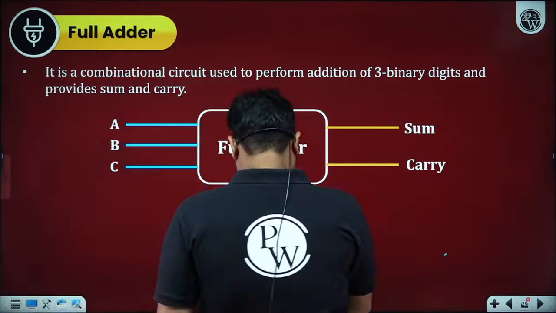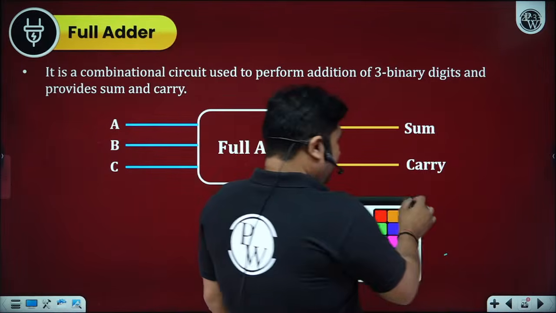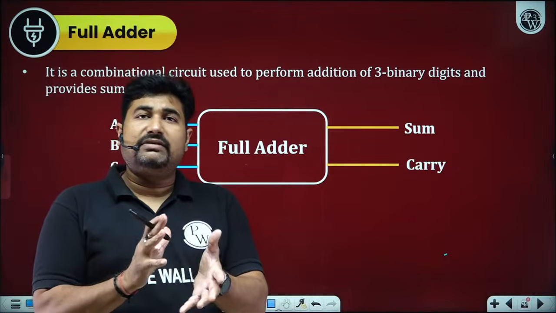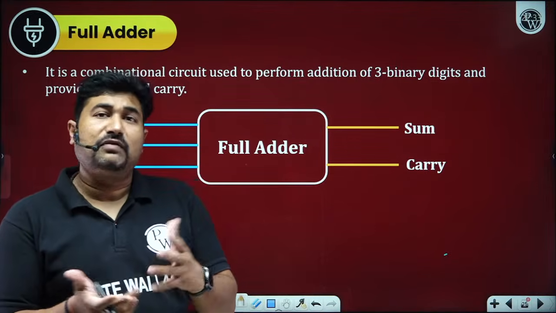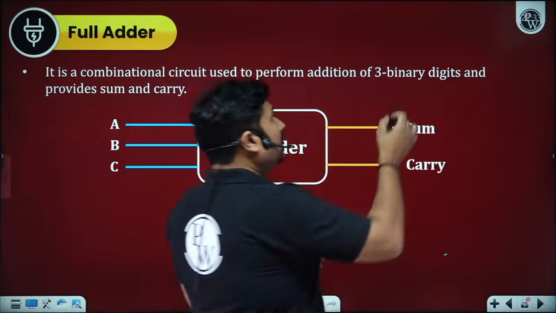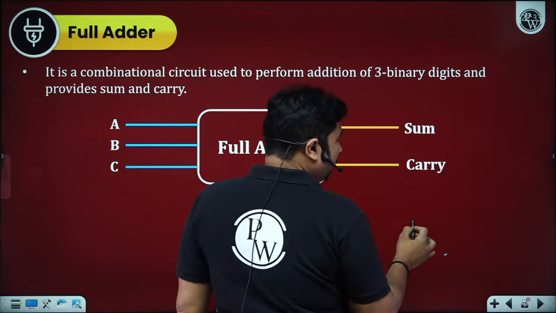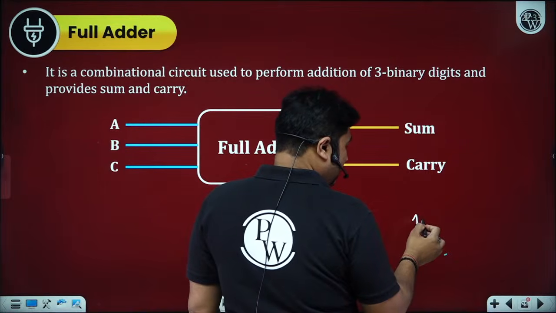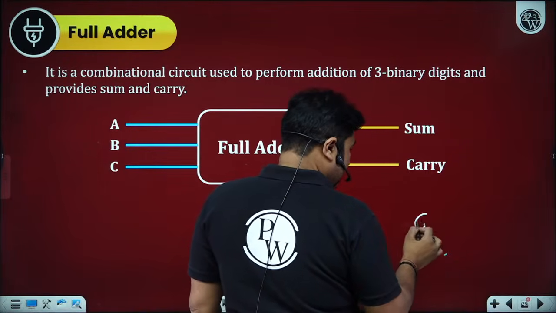See, whenever we are going to perform the addition of two numbers, the numbers are never only one bit. They are of n number of bits. Actually, suppose we have to perform the addition of 6 and 7.